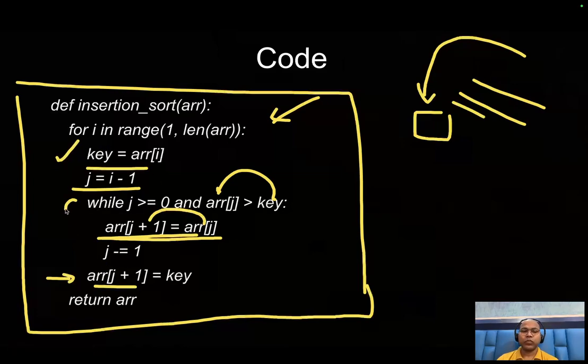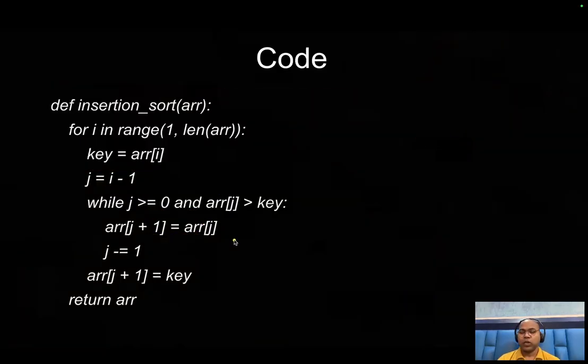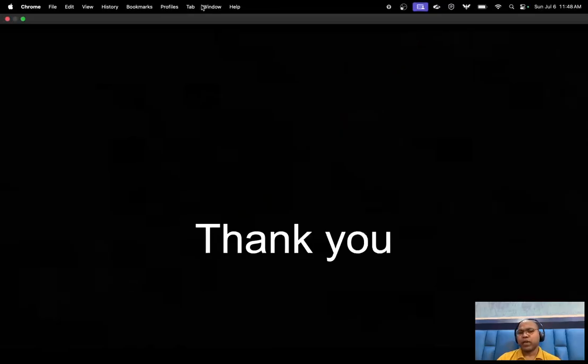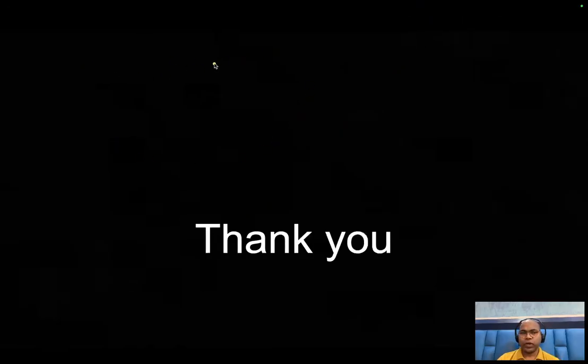This code is just moving all the numbers greater than the key one position ahead, so that this key can be inserted in the right place. This is known as insertion sort. So this is a very simple approach, and you should try to write the code and play with examples, and you will feel comfortable writing algorithms in Python.